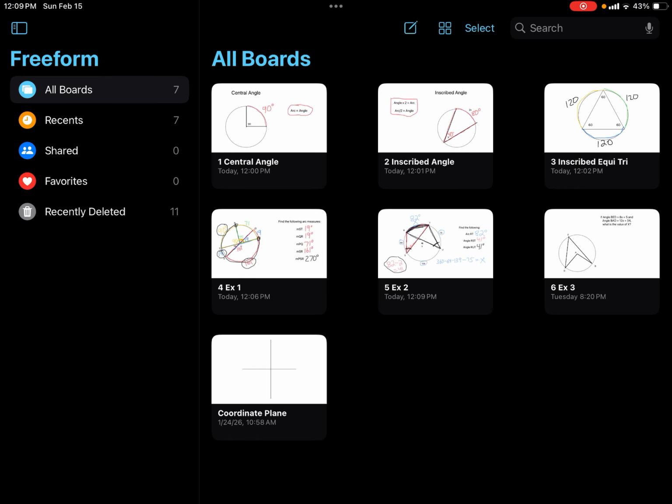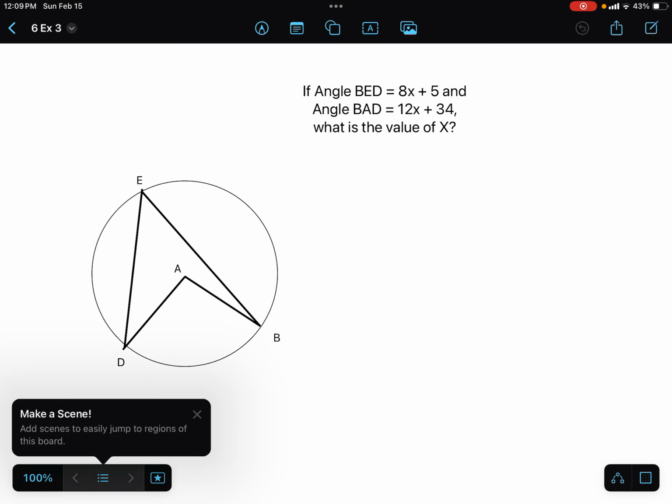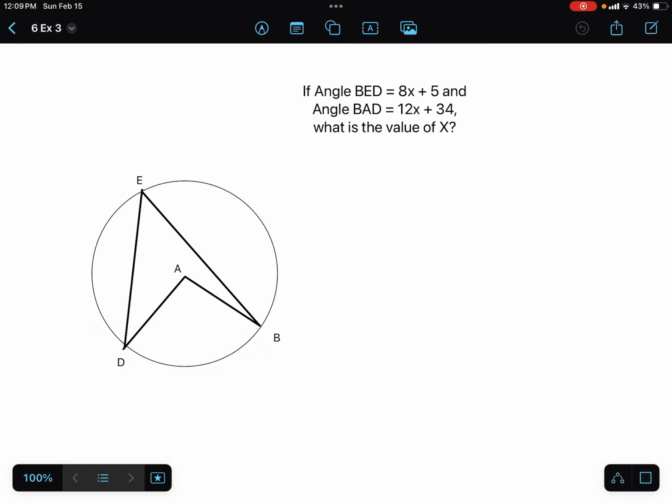Now our final example today actually includes both a central angle and an inscribed angle. So let's see how this is going to play out. Angle BED is marked as 8x plus 5. And angle BAD, the central angle, is marked as 12x plus 34. And we are to solve for x.